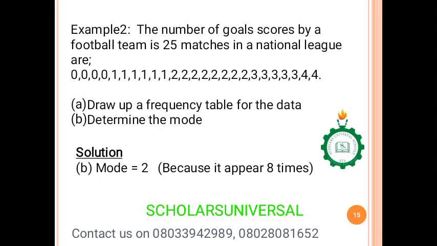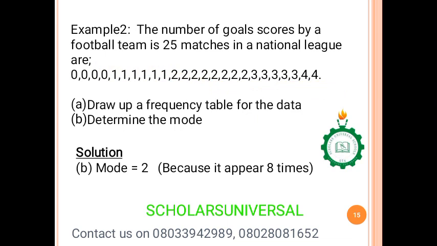Example 2. The number of goals scored by a football team in 25 matches in a national league is: 0, 0, 0, 0, 1, 1, 1, 2, 2, 2, and so on. So we have 25 listed here of different goals for the National League. A, draw up a frequency table for the data, and B, determine the mode.